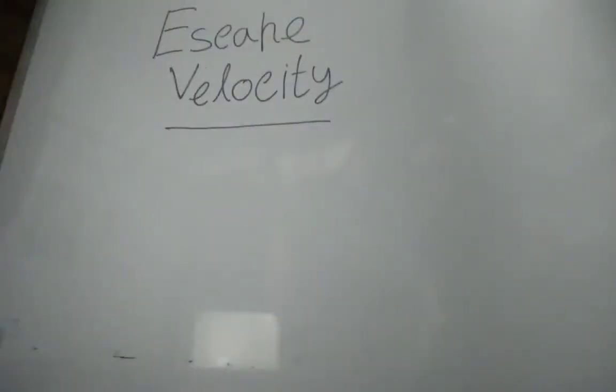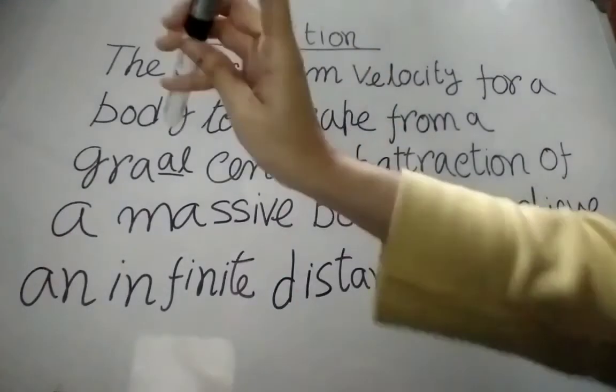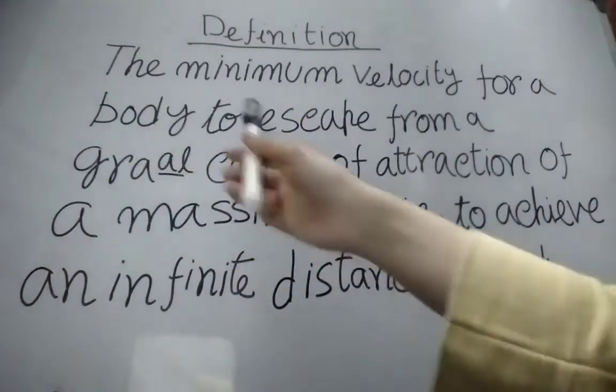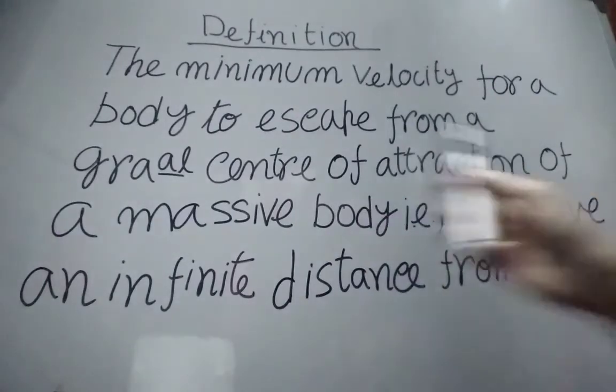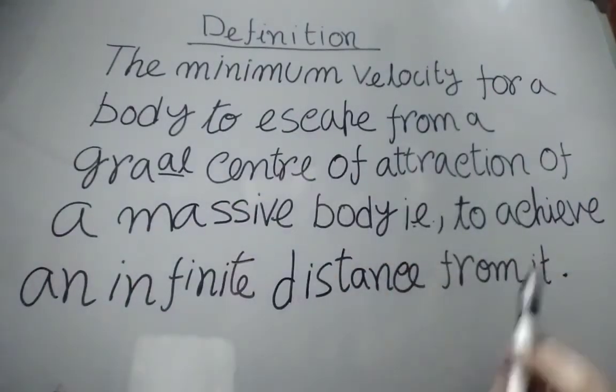So students, this is Gravitation 7 video and today's topic is escape velocity. First, we will study the definition of escape velocity, and it says the minimum velocity for a body to escape from a gravitational center of attraction of a massive body, that is to achieve an infinite distance from it.